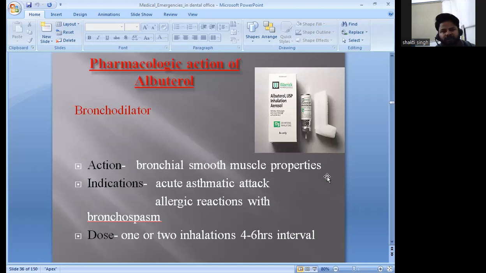Then we come to the pharmacological action of albuterol. Basically, it is a bronchodilator. Here, this is how it is available, as you can see in the image. Its action is on bronchial smooth muscle. Indication: it is indicated in an acute asthmatic attack and allergic reactions with bronchospasm. Dose is 1 to 2 inhalations, which can be given at an interval of 4 to 6 hours.